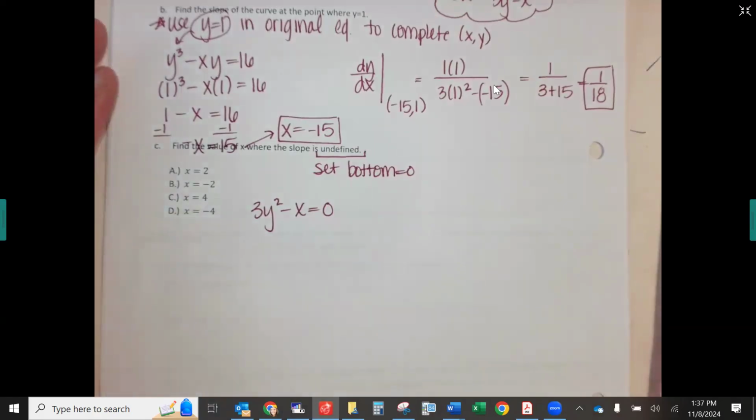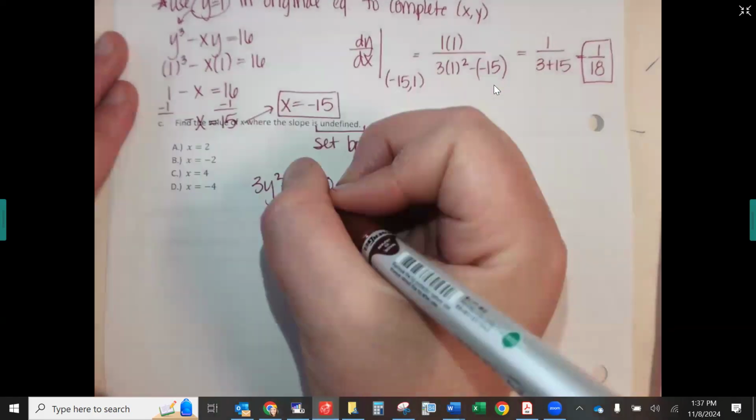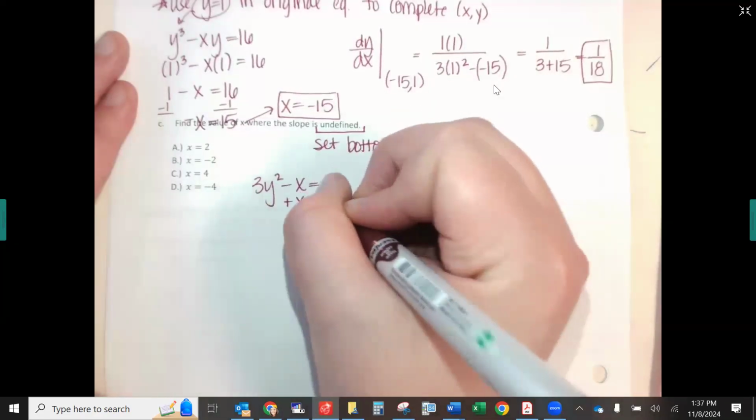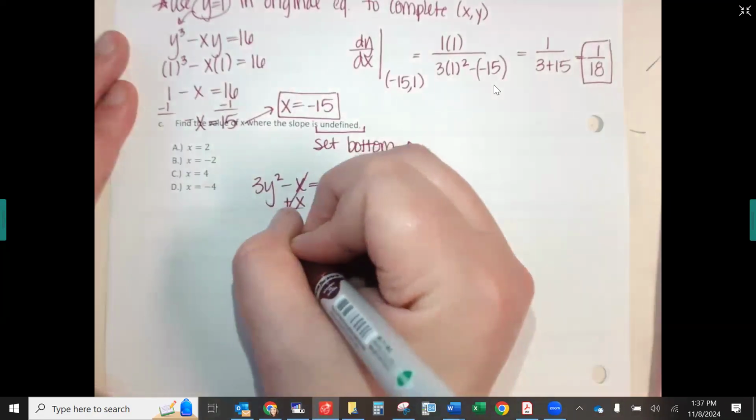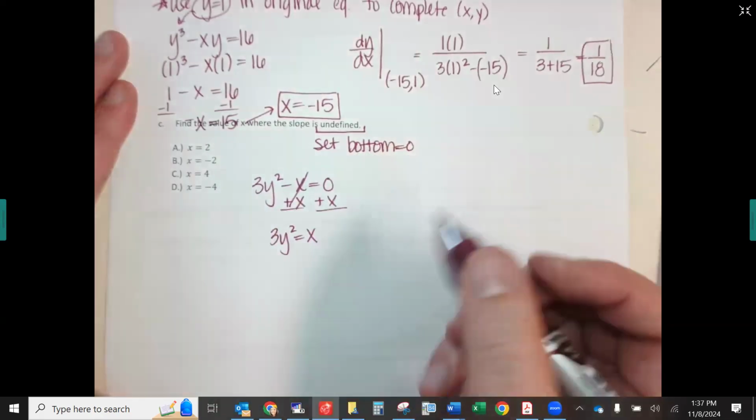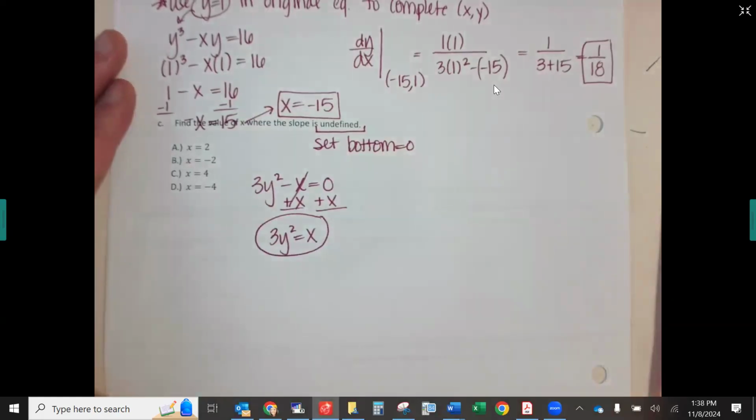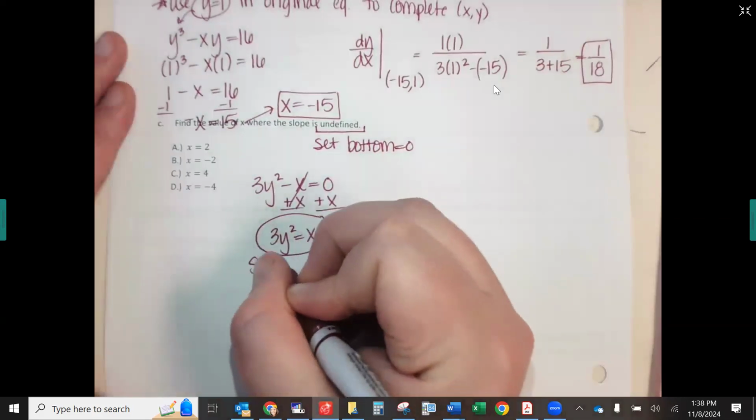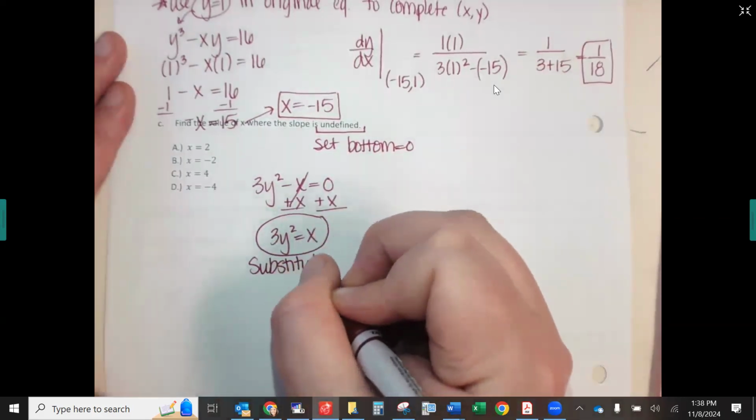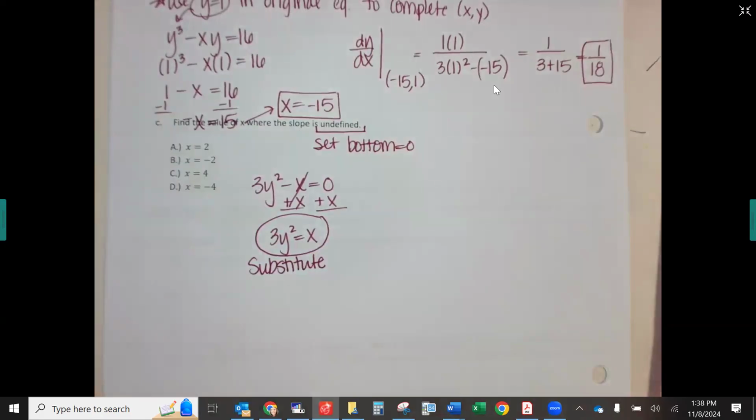Which one would be easier to get alone? X. So I'm going to just add this x across. And so now I have 3y squared equals x. What am I going to use that equation to do? Sub where? Back into the original equation. Remember, you can't substitute back into dy/dx because that's where this came from already. You can't sub it back into itself. That's why we have to go back to the original.